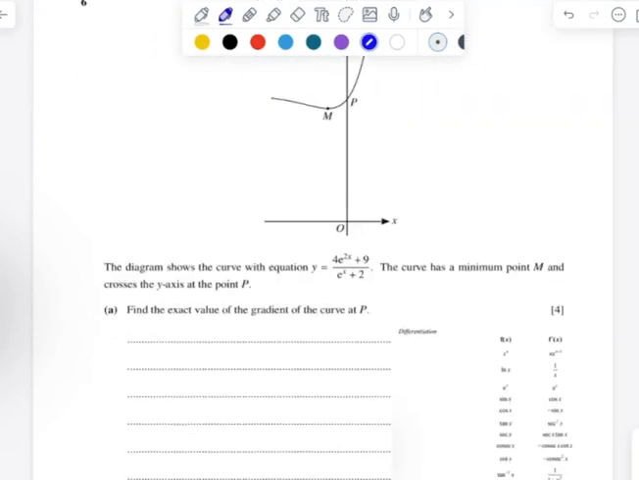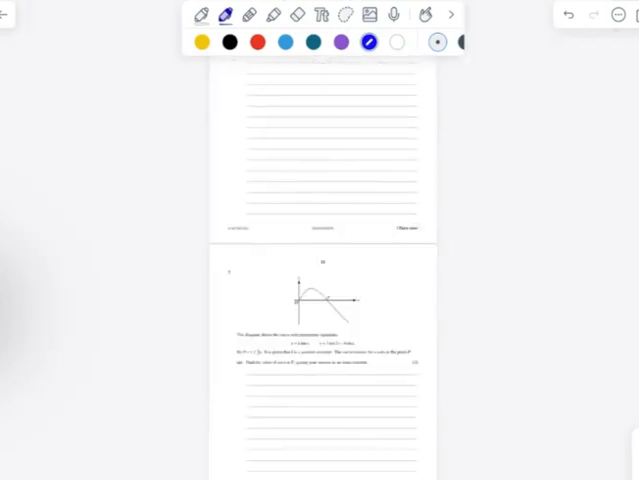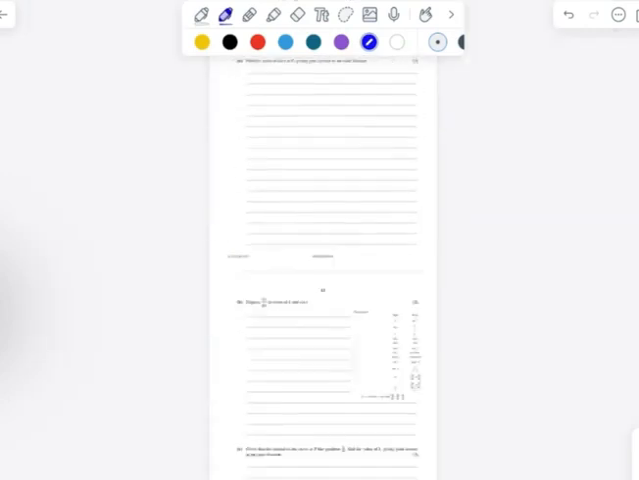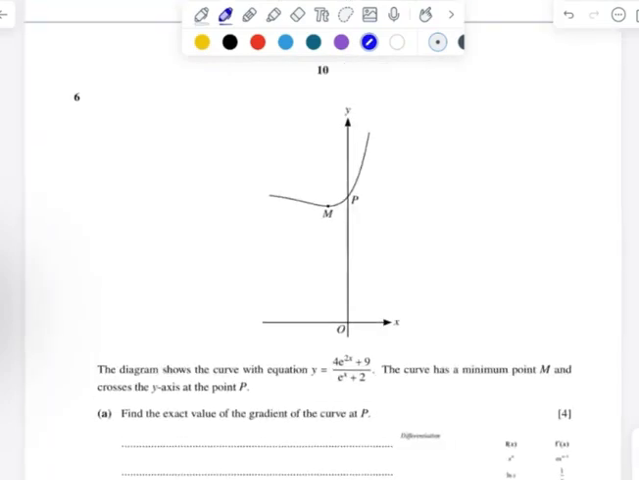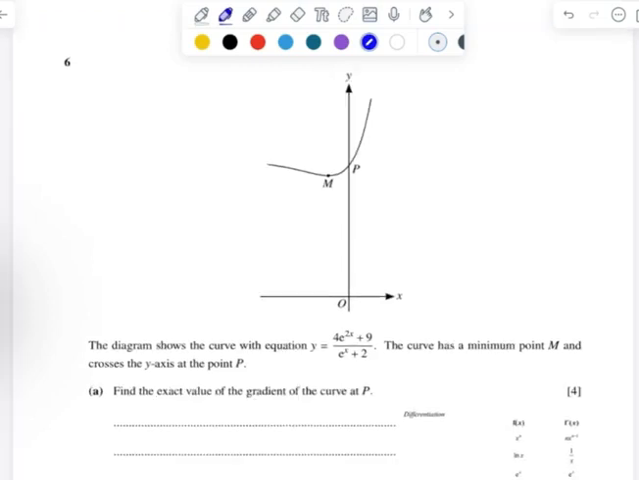All right, let's jump into question 6. Okay, so this is our second last question. Always funny looking things, but the principles remain the same. So let's just see what is this one asking us. They say the diagram shows the curve of that divided by that. Okay, lots of complicated looking things. The curve has a minimum point n.